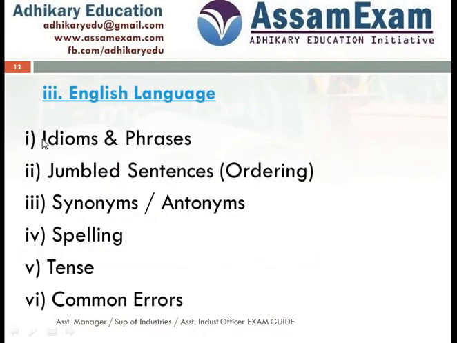Then we come to English language. It covers basic English, grammar, sentence correction, idioms and phrases with their meanings. They can give one or two idioms or phrases and ask for the exact meaning, with four alternatives. Then some synonyms, antonyms, and spelling mistakes, though those may not come. Tense very rarely comes. Jumble sentences sometimes come, where they give four parts of one sentence. Error finding is also a common kind of question.